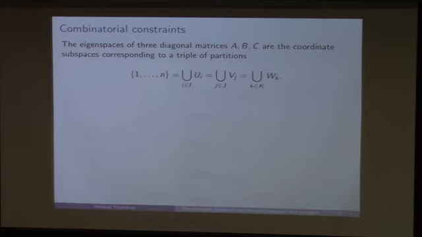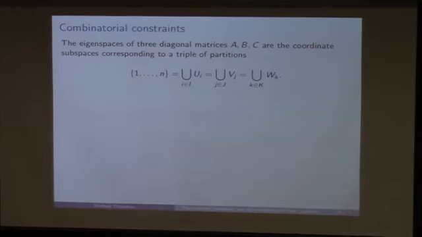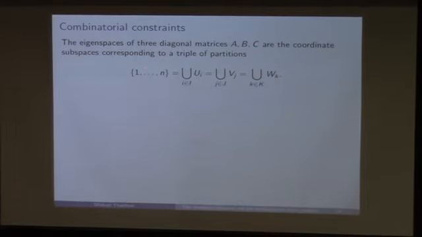The eigenspaces of diagonal matrices are coordinate subspaces. And what I'm looking for is triples of coordinate subspaces satisfying certain criteria. So I really have three partitions of the set of natural numbers between 1 and n. But here I mean partitions in the sense of subsets. So it's not really the same as the thing you study with McMahon functions and so on. It's a different partition in a more naive sense.